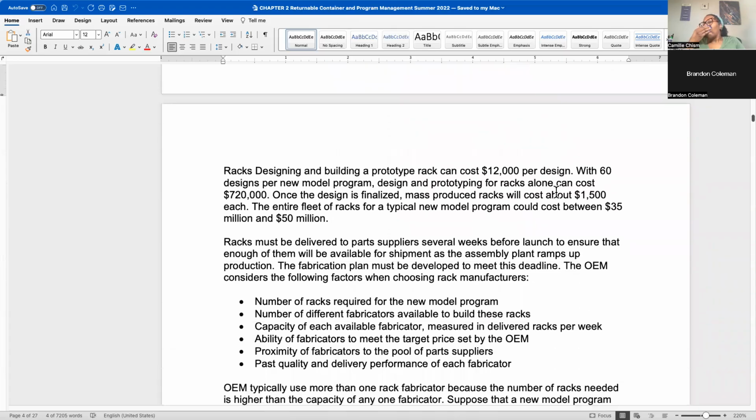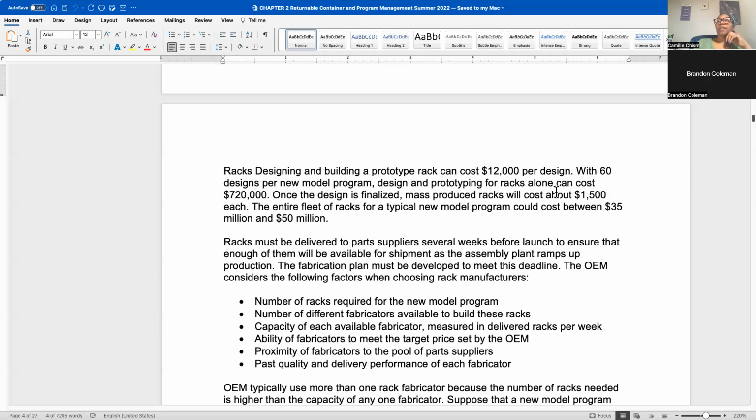Okay, so when you're designing racks, yeah, this is true. You're going through the whole prototype, build, design, testing process. It can cost about $12,000, probably more than that at this point, for one design. So on average for a new vehicle launch, an OEM is probably going to have about 60 different designs that will require racks. And so now they're looking at almost $750,000 just for the design fees for that rack.